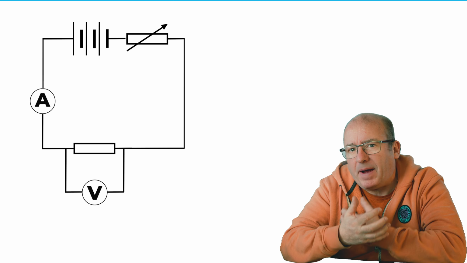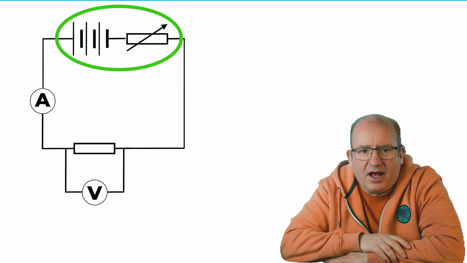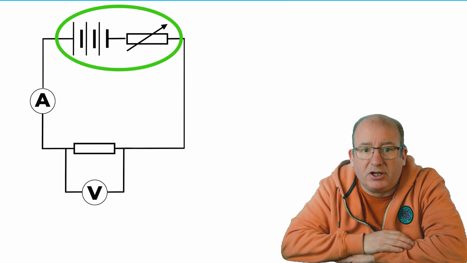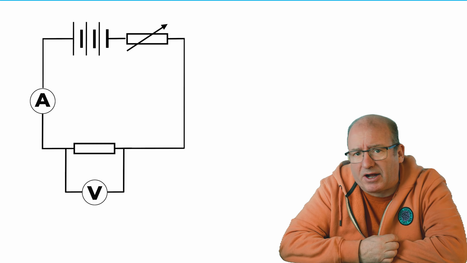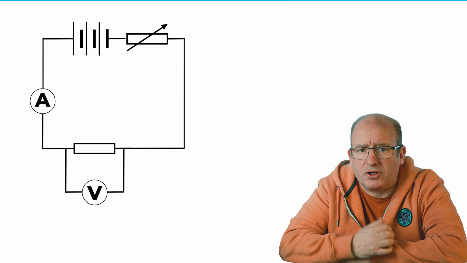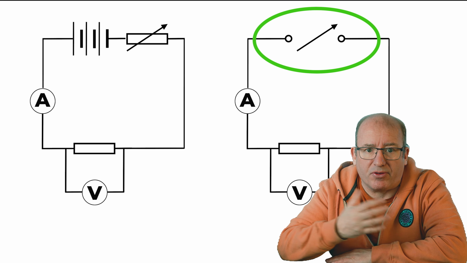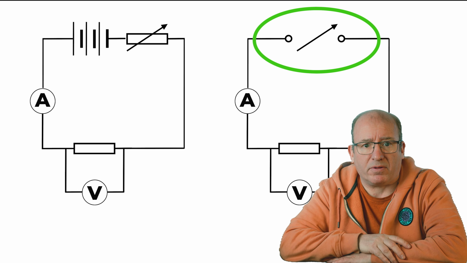We can get a set of results to plot this graph by building this circuit. The battery and the variable resistor are there to control the potential difference or the voltage across the component we're measuring. Instead of using a battery and a variable resistor, we could use a variable power supply. Notice the variable power supply has an arrow through it to show that it's variable.